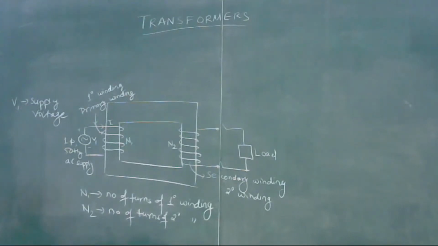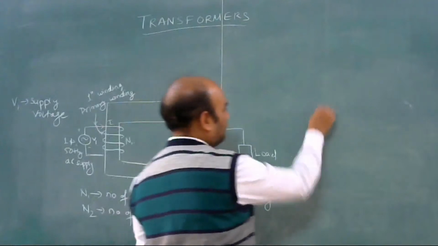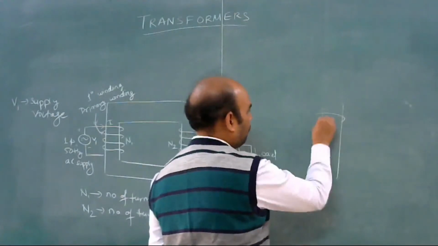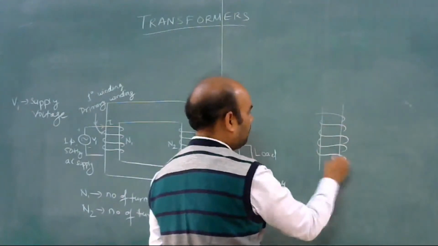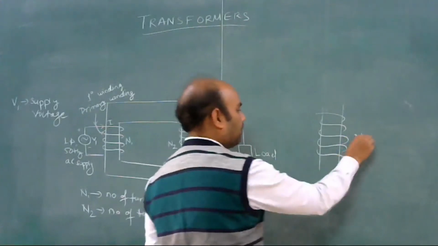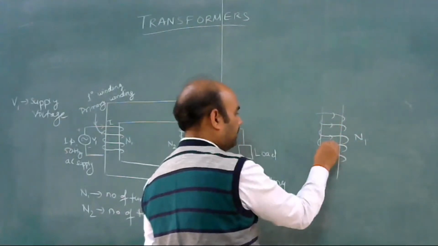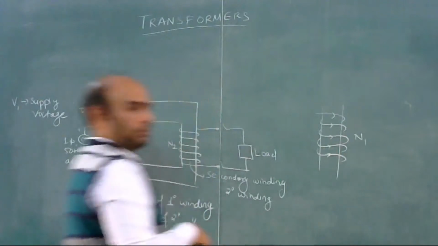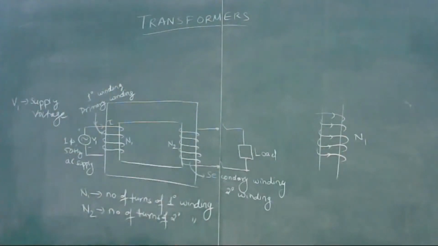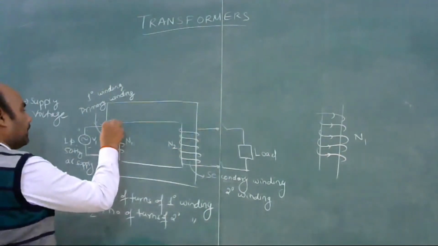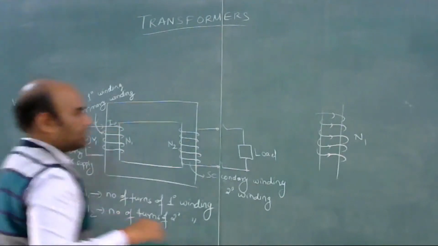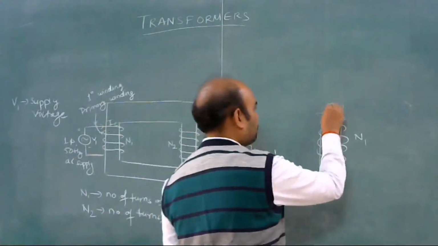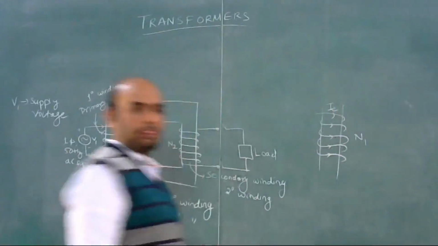So what happened? This is the core, and it has N1 number of turns, and current I is flowing here. Let's suppose it is IE, the excitation current, which is used for excitation of this transformer. So this is IE.